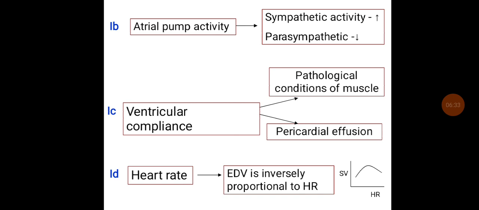And obviously, the EDV is inversely proportional to the heart rate. After a certain level of heart rate, if the heart rate increases, the end diastolic volume is going to reduce. That one should remember.